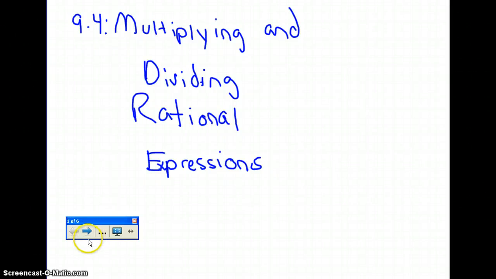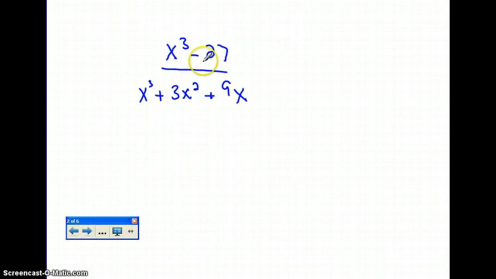Alright guys, so what we're going to be doing is looking at multiplying and dividing rational expressions. We're going to be looking at polynomials in terms of fractions and how we can try to simplify them and make them smaller. Okay, so let's look at something simple. So take a chance, write this down.